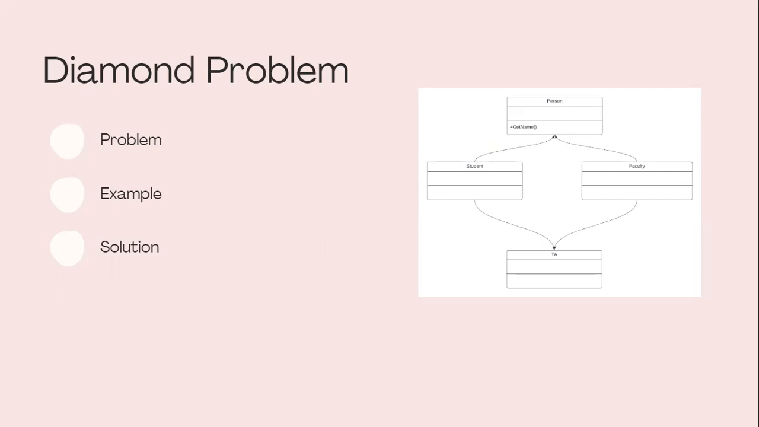This problem in C# is fixed by not allowing multiple inheritance, but by allowing interface implementation in this case. So this is how the diamond problem can be fixed.